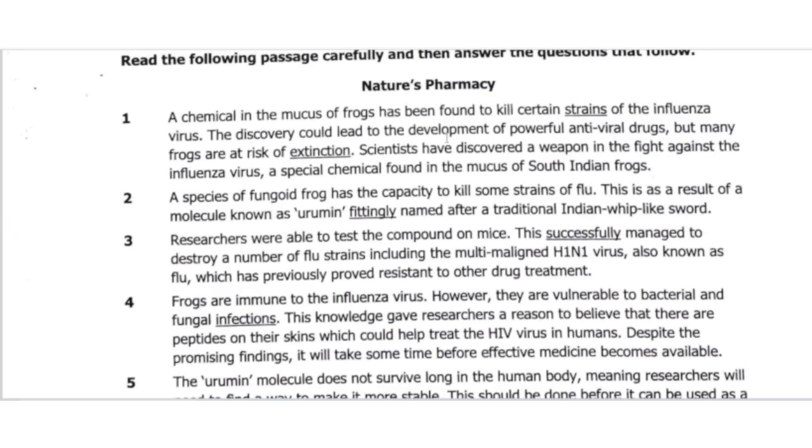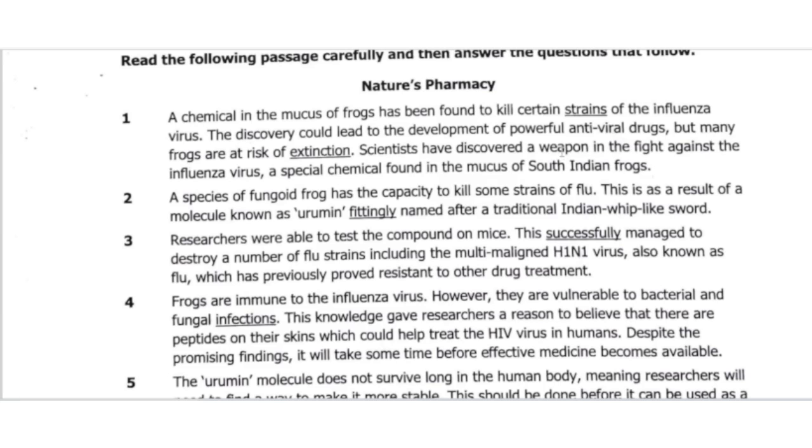First thing, I'll start by skimming. So follow me along so that we skim together, and later on we are going to scan paragraph by paragraph according to the requirement of the question. Okay, so let's start with paragraph 1. A chemical in the mucus of frogs has been found to kill certain strains of the influenza virus. The discovery could lead to the development of powerful antiviral drugs, but many frogs are at risk of extinction.